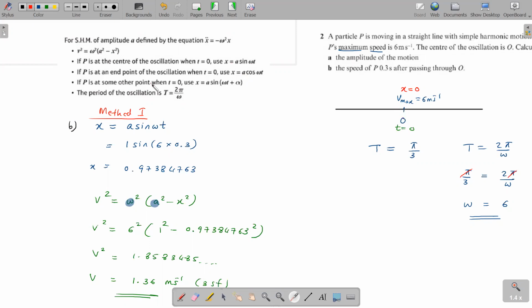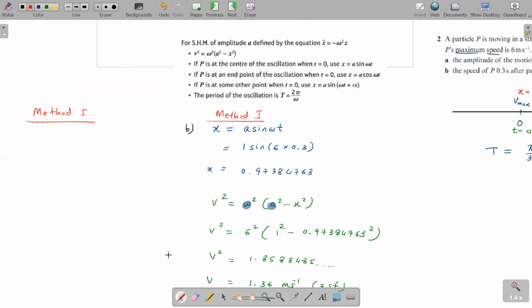So what I'll be doing here is, if the particle starts at the center, we measure our displacement by using the equation x equals a sine omega t, isn't it? They have told you that if your point is at the center of the oscillation at time 0, we use x equals a sine omega t. Do you agree? Now I want you to differentiate. Do you recall what happens when you differentiate displacement with respect to time? We can write this as x dot, or in other words, dx by dt.